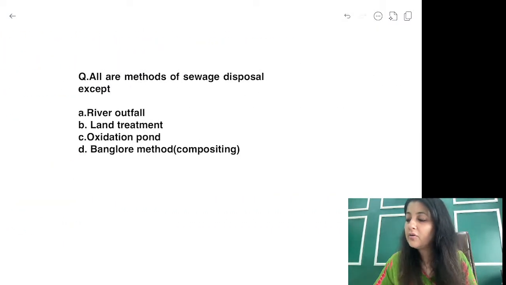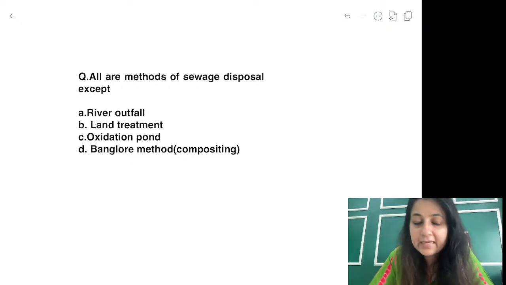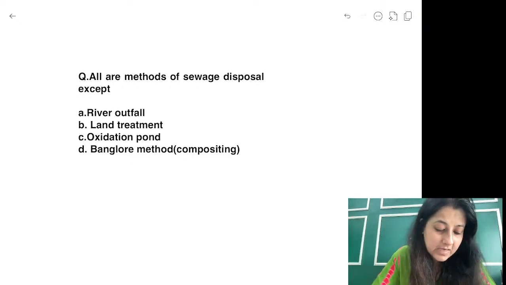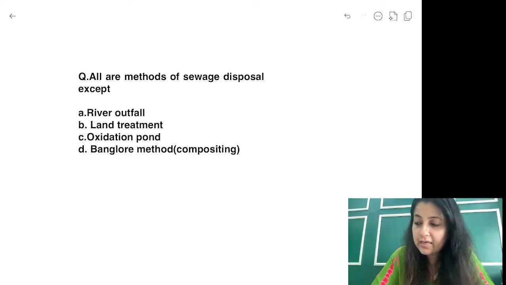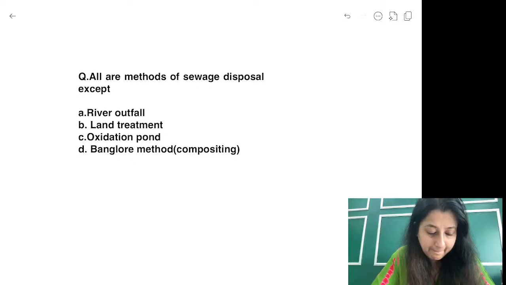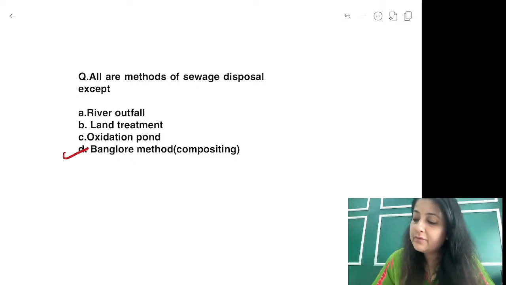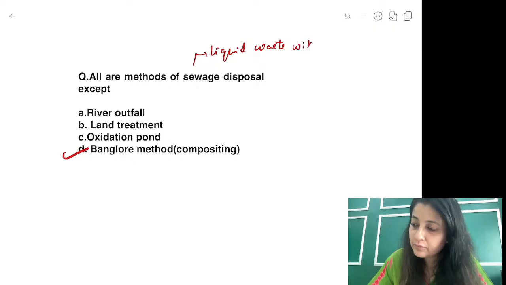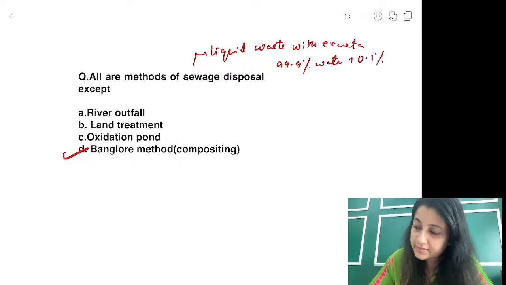Alright. All are methods of sewage disposal except: river outfall, land outfall, oxidation pond, Bangalore method. What is your answer to this? Good. River outfall, land outfall, oxidation pond, all these are methods of sewage disposal. Sewage is liquid waste with excreta. Composition is 99.9% water plus 0.1% solid.